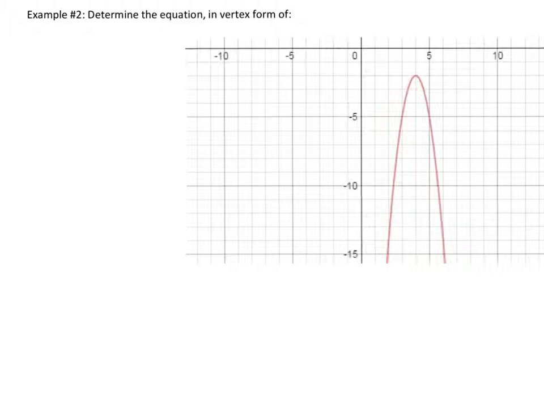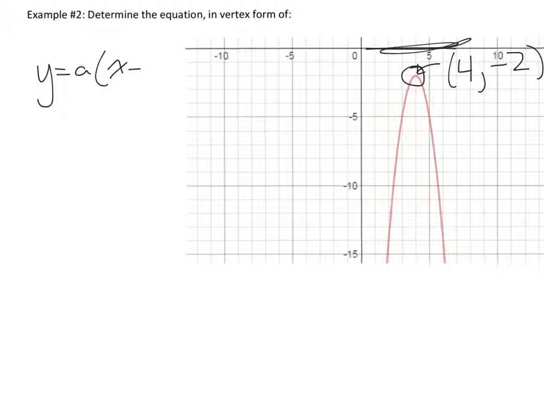The other way we could do these kinds of questions is I could ask you to determine the equation in vertex form and give you a parabola. You notice that this parabola does not cross the x-axis, so we definitely can't use factored form. The first thing I'm going to do is look at my vertex and try to figure out those 2 points. I think my vertex is (4, -2). I take that information and put it into my vertex form. So my 4 goes in right here.